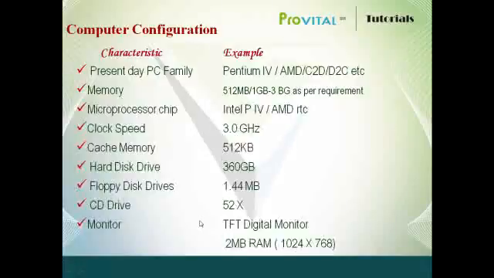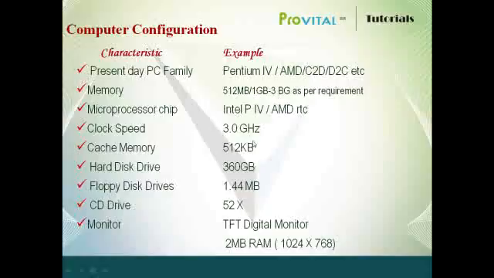Now we are going to understand the computer configuration. Here are some characteristics and examples of computer configurations. Present-day PC family: Pentium 4, AMD, C2D, that is called Core 2 Duo, etc. Memory is 500 MB to 1 GB, 3 GB, like that, as per the requirement of the user. Microprocessor chip: Intel Pentium 4, AMD, etc.